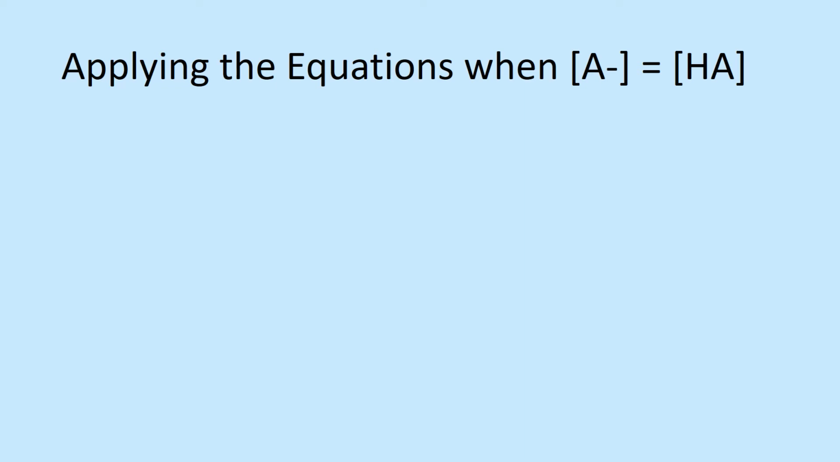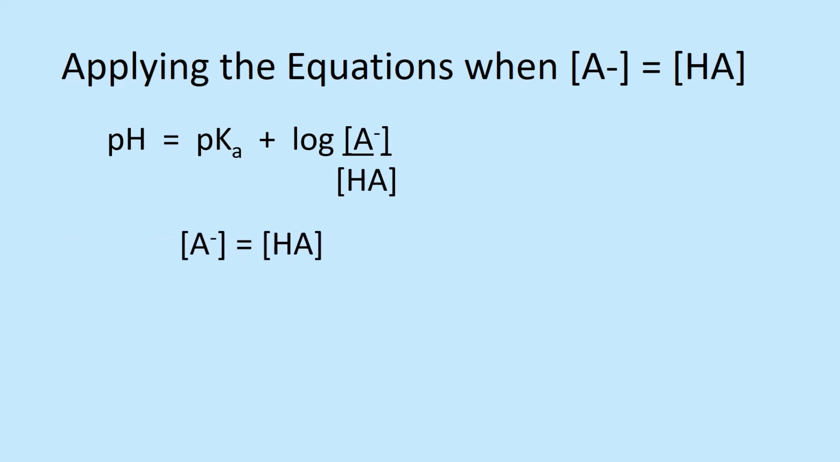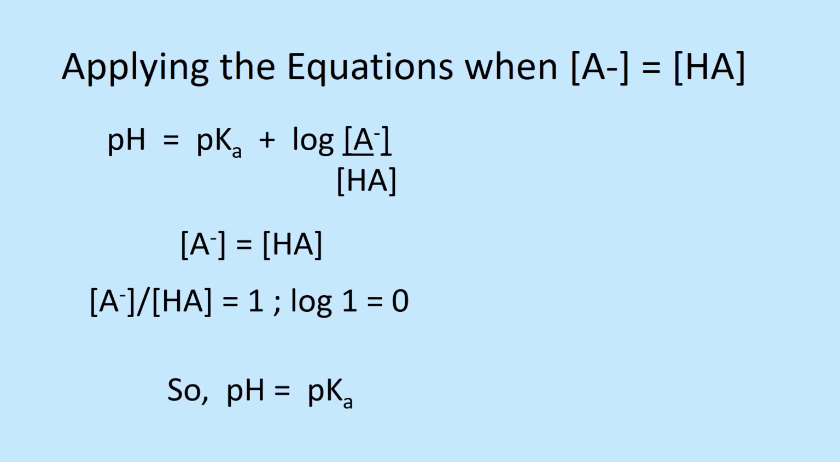Now, we're going to apply those equations when the A- and the HA concentrations are the same. For example, the Henderson-Hasselbalch equation says the pH is equal to the pKa plus the log of the ratio. So in our buffer, if the A- and the HA concentrations are equal to each other, that means that ratio is 1, the log of 1 is 0, so we've formed a buffer where the pH is equal to the pKa of the weak acid.